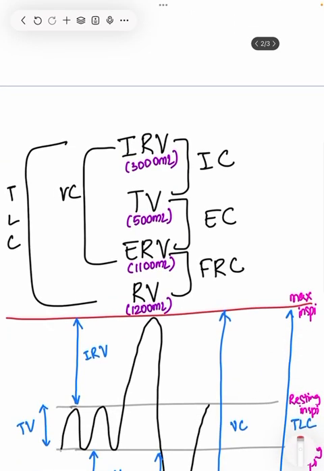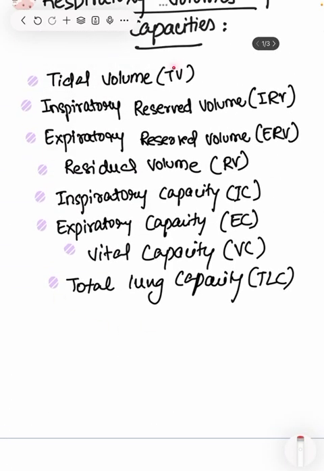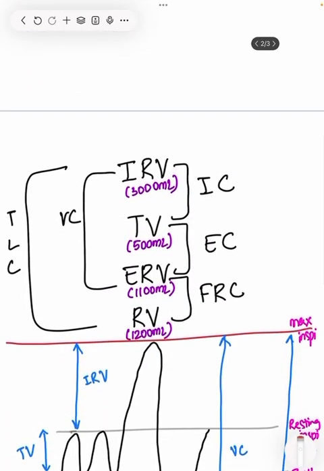So here is the trick to remember the respiratory volumes and capacities and their values. First, you have to remember these volumes and capacities in a better order so that it is easy for you to write this trick. First, you write the tidal volume, and then above it the inspiratory reserve volume, then the expiratory reserve volume, and residual volume. Here, inspiratory reserve volume and tidal volume together will form inspiratory capacity.